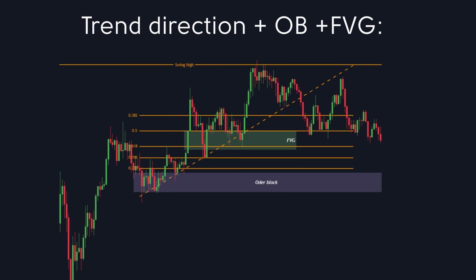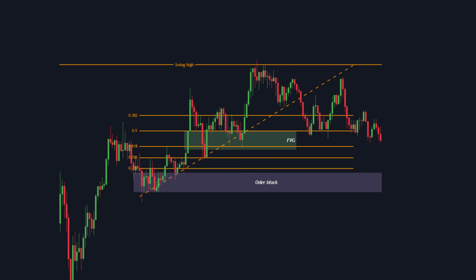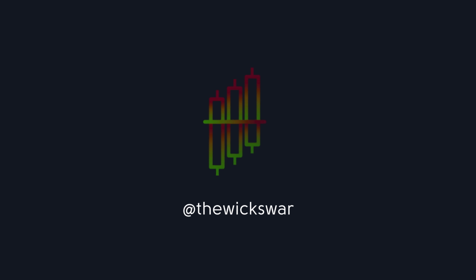The retracement is trend aligned, the level sits inside a clean order block, and it overlaps with a fair value gap. When these three factors combine, you're no longer taking a basic fib trade. You're entering at the same zone smart money uses to position themselves. Mastering Fibonacci retracement isn't about memorizing ratios. It's about understanding how price truly behaves. When you combine Fibonacci levels with trend direction, fresh order blocks, and fair value gaps, you stop guessing and start trading with precision.